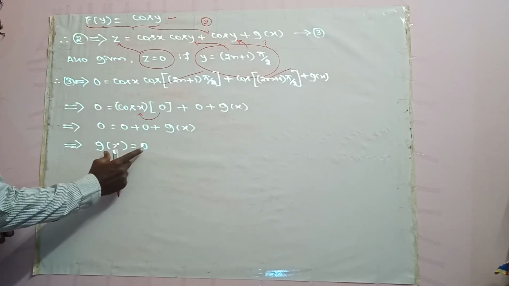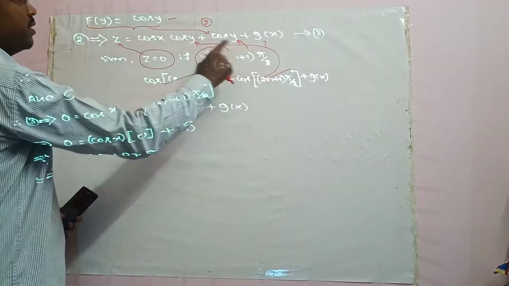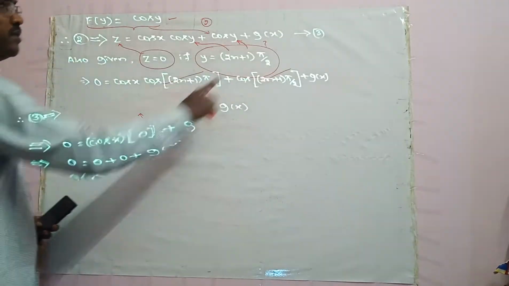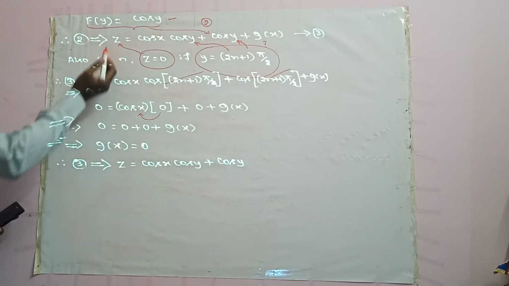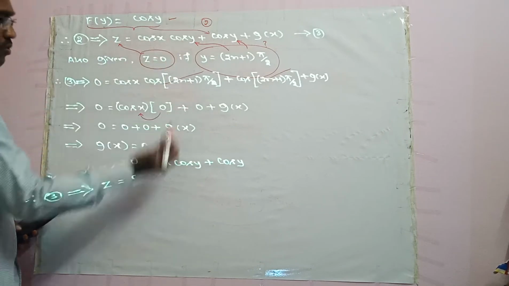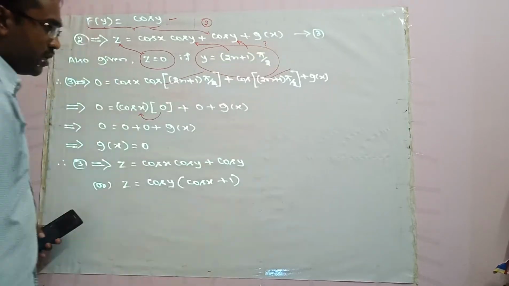Now let us replace g of x is equal to 0 in equation number 3 to get our solution. Let us replace 0 here now in equation number 3. Therefore equation 3 implies z is equal to cos x cos y plus g of x, which is 0, which we have not taken.